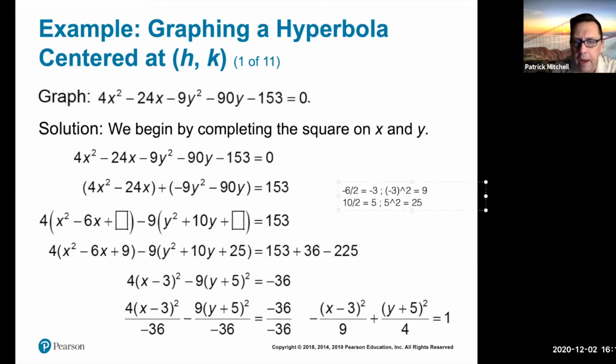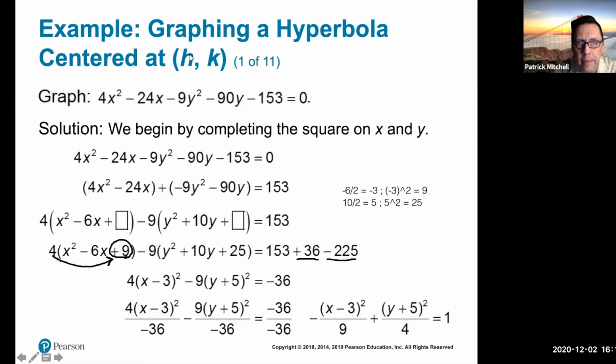All right, so now let me explain what's happening. So we're adding a 9 here, and we're adding a 25 here. The reason that you see a plus 36 and a minus 225 over here is because by putting this 9 inside the parentheses, remember there's a 4 out here. So since I'm putting the 9 in parentheses, I really added 36 to this side of the equation. So I'm adding 36 to the other side of the equation to keep everything balanced.